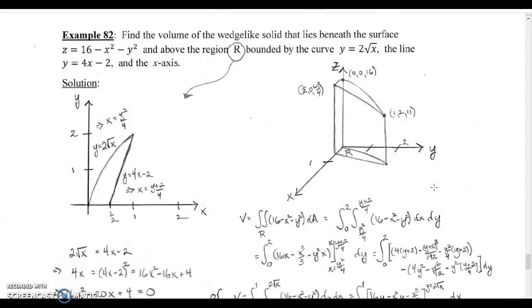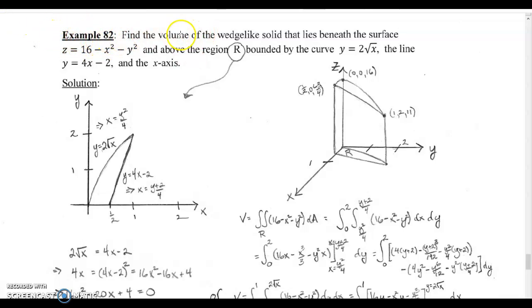We are still working in section 15.2 and working on understanding how to set up and integrate double integrals over a non-rectangular region in the xy plane. Sometimes we're not given much other than words and a word problem. So let's read this example.